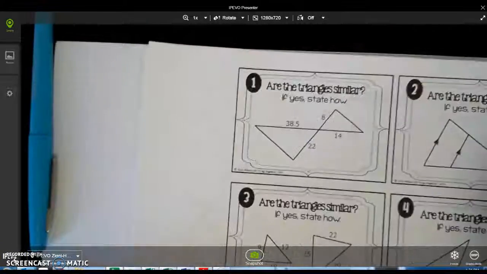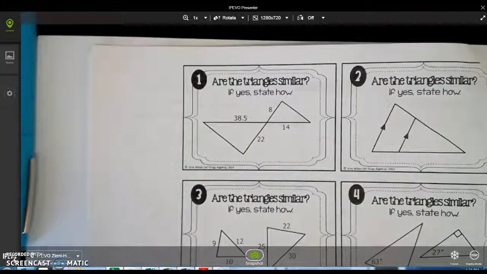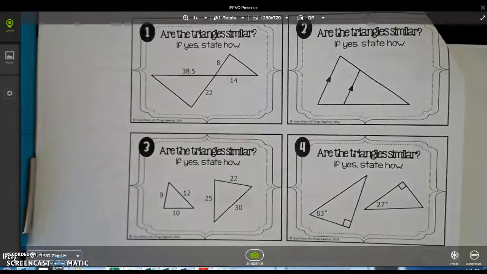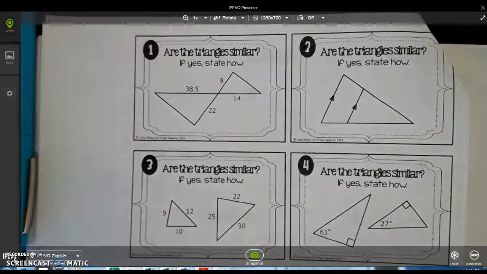Hey guys, so on this one, I'm just going to go over the rest of this packet. Most classes I only went over 21, 22, 23, and 24. So these are as good examples of any. So this way you'll have the answers to them.